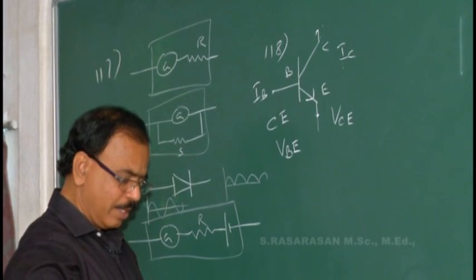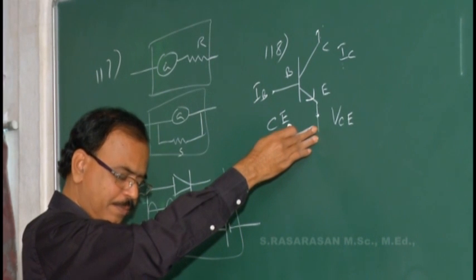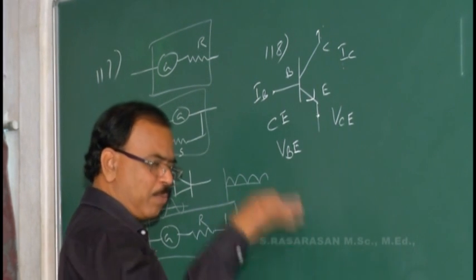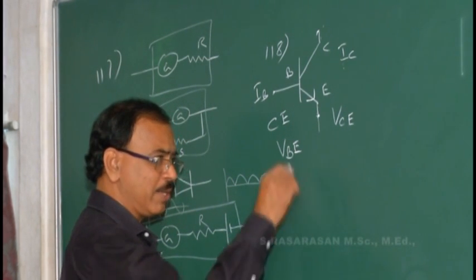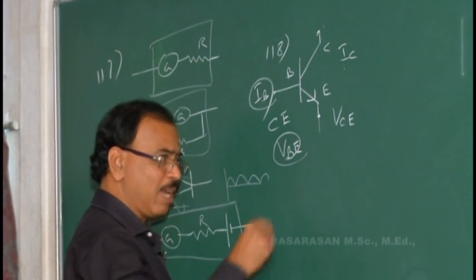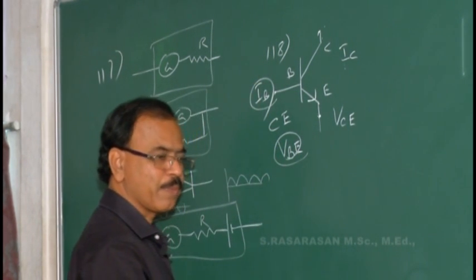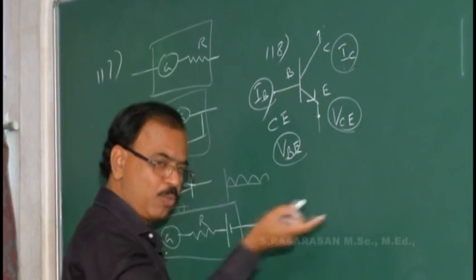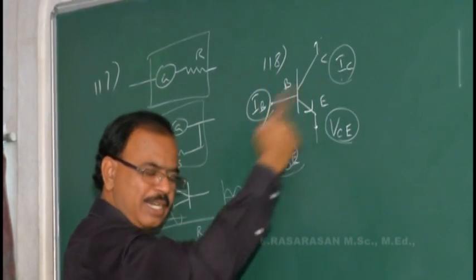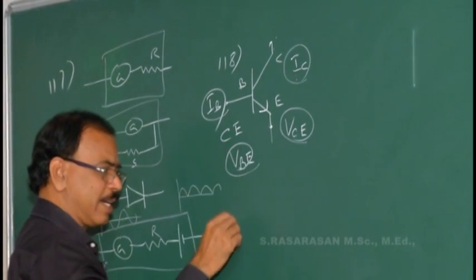What are they asking? For a transistor connected in CE configuration, the slope of the input characteristic. So draw the input characteristics. Input characteristics is nothing but the graph plotted between the input voltage and input current. If you plot the graph between input voltage and input current, it's called input characteristics. We plot VBE against IB. Output voltage against output current gives output characteristics. Output current against input current gives transfer characteristics.